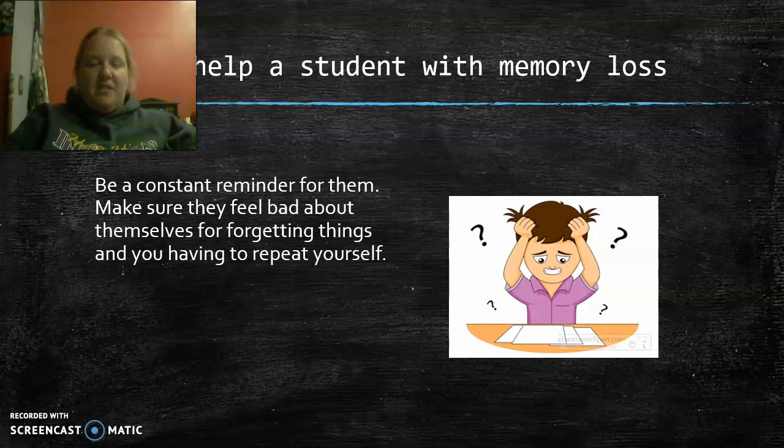Chances are they're going to forget again, but you just have to be that support for them because it's really hard sometimes for kids to remember things. And it can be anything from how to say a word that they have read or heard over and over again, day in and day out, but sometimes it just doesn't stick. And so you just have to be that support system for them.